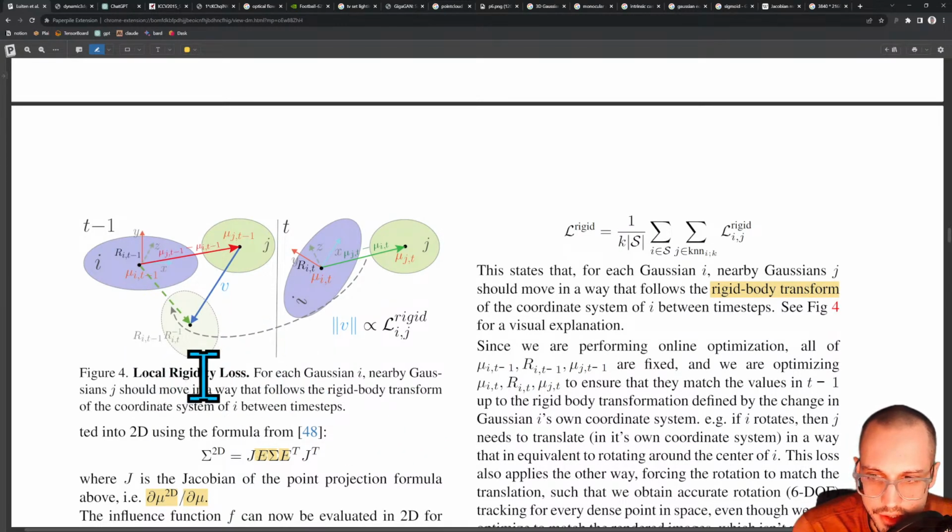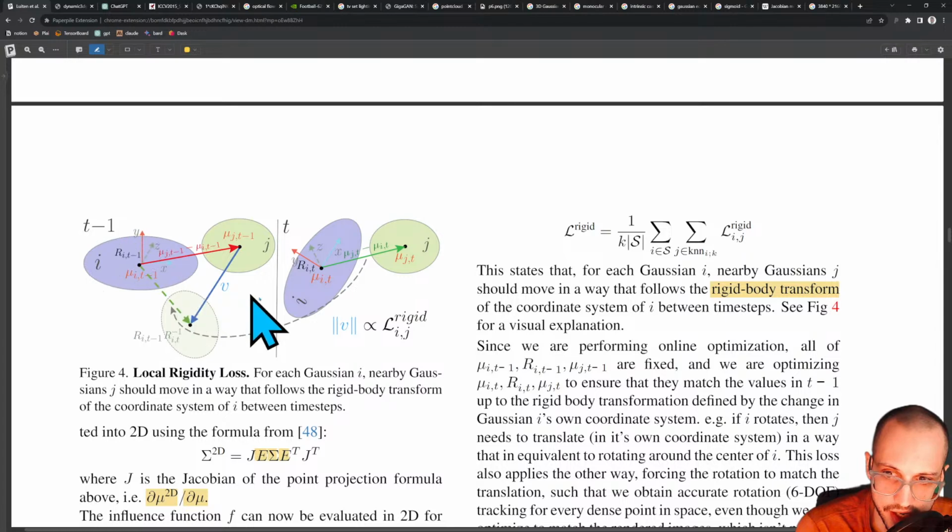Okay, we were looking at this local rigidity loss, though. For each Gaussian i, nearby Gaussians j should move in a way that follows a rigid body transform of the coordinate system between time steps. So we have Gaussian i here, this purple one represented by this i at time step t minus 1. So here we have two time steps, t minus 1 and then time step t.